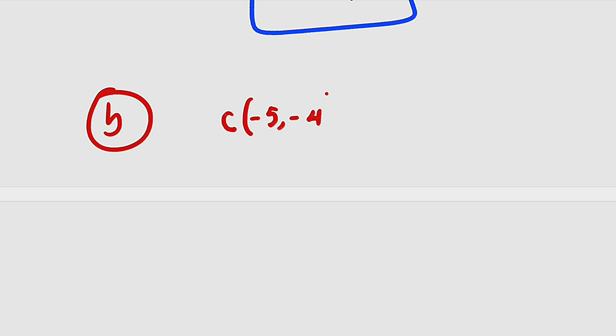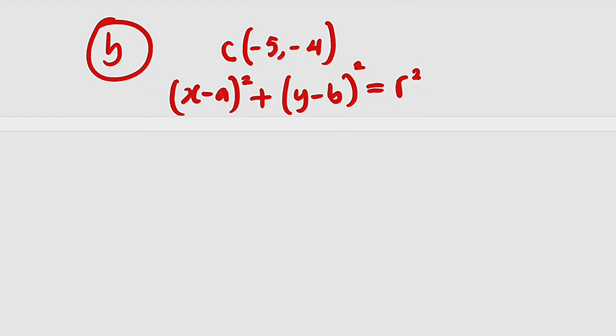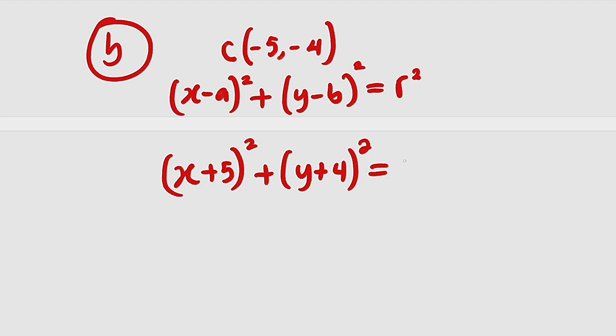So let's move on. We have seen that the center is negative 5 comma negative 4. And our equation in standard form is x minus a whole squared plus y minus b whole squared equal to r squared. What is a? a is negative 5, and if you substitute it here, negative negative is positive. This is x plus 5 whole squared plus y minus b, and b is negative 4. That will be positive 4, whole squared, and this is equal to r squared.